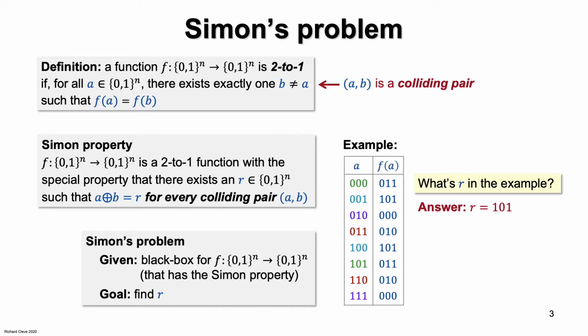Let's try to think about how hard this black box problem is. In the example, we could find r by taking the bitwise XOR of any colliding pair. So, once we have a colliding pair, it's easy to find r. Therefore, one way to solve this is to find a colliding pair. But notice that any two n-bit strings could be a colliding pair for some r. So, if we make a query at some point a, we learn the value of f of a. But we have no idea for which b, a and b are a colliding pair.